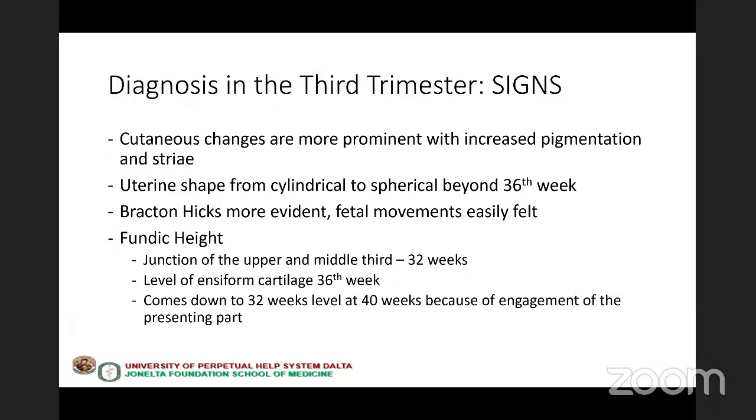Okay? Your fundic height: junction of the upper and middle third up to 32 weeks. Level of the xiphoid process up to 36 weeks. And eventually comes down to 32 weeks because of engagement, your fetus starts to come down. And you know that once it decreases, labor will ensue.